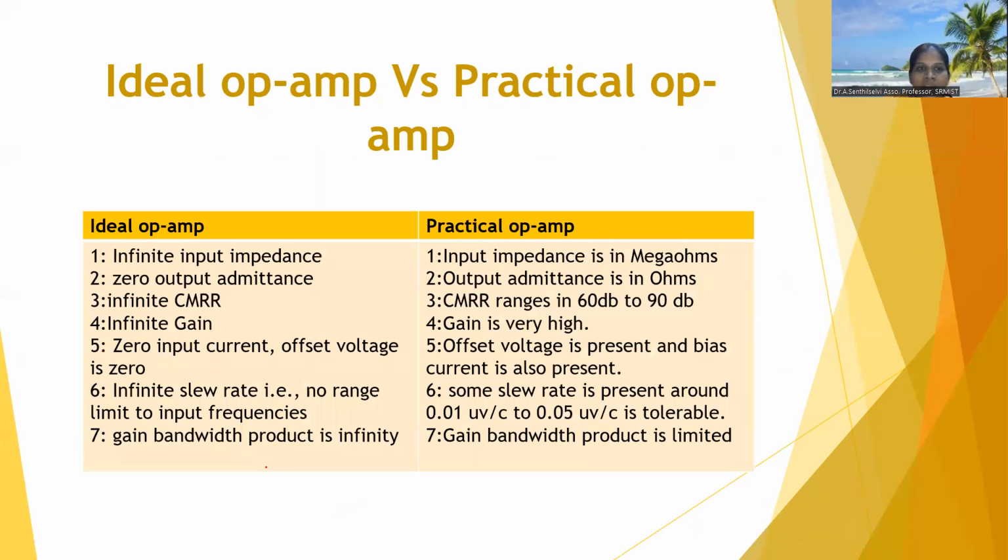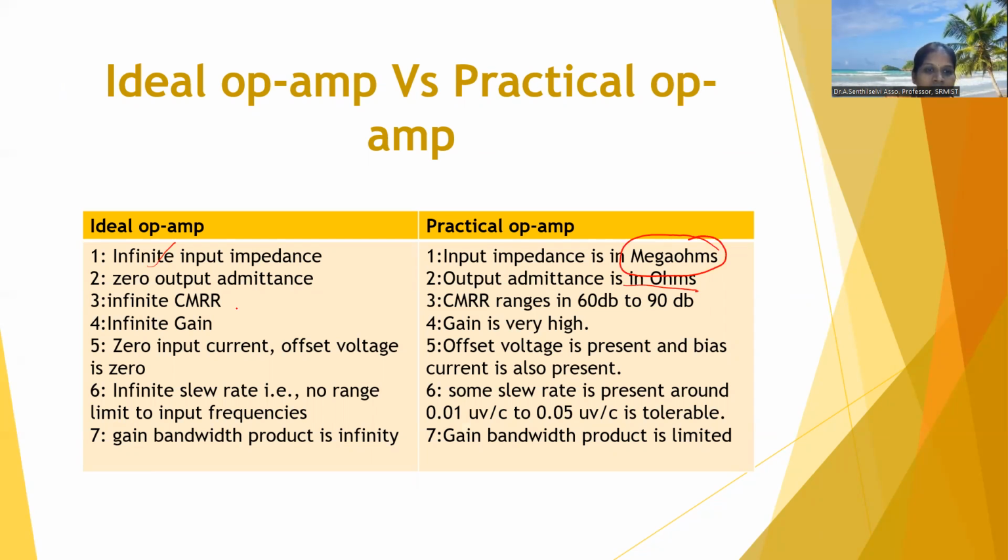Next, we will compare the ideal operational amplifier with the practical operational amplifier. We discussed all the parameter values in the ideal operational amplifier. When you are talking about the input impedance, it is an infinite value, but in a practical case it is not infinite. It is some mega ohms. If you are talking about the output impedance, it is 0 in an ideal operational amplifier, but in a practical case it is a few ohms.